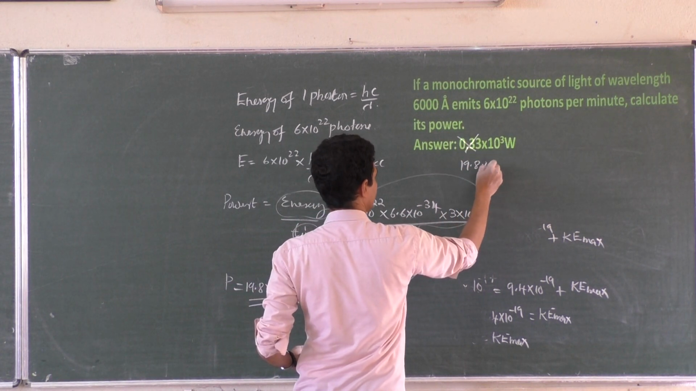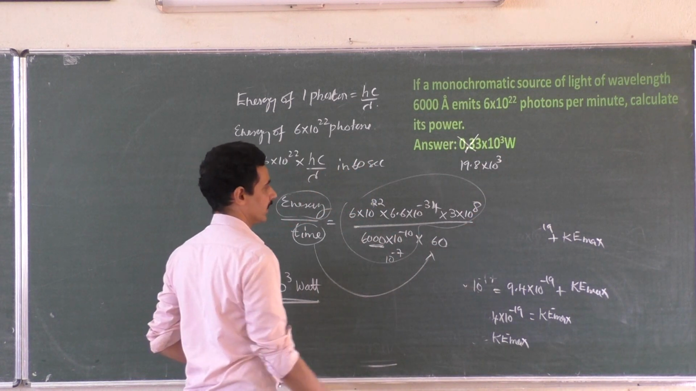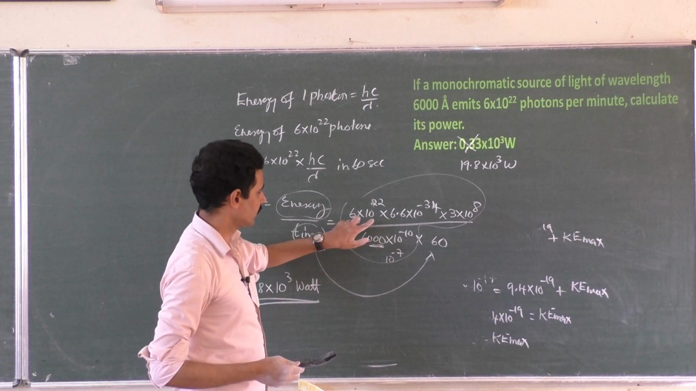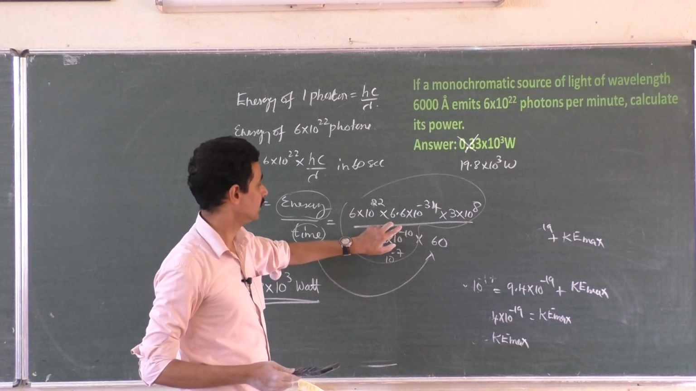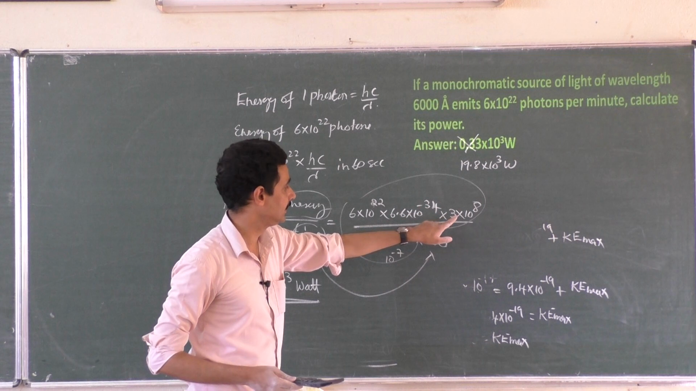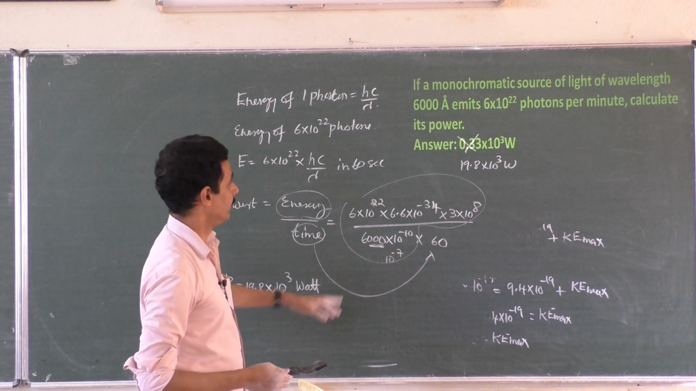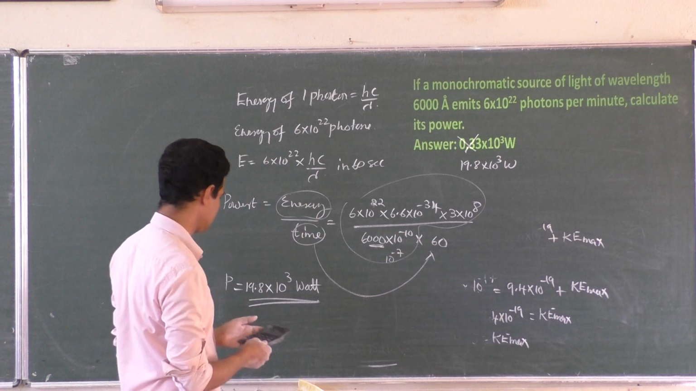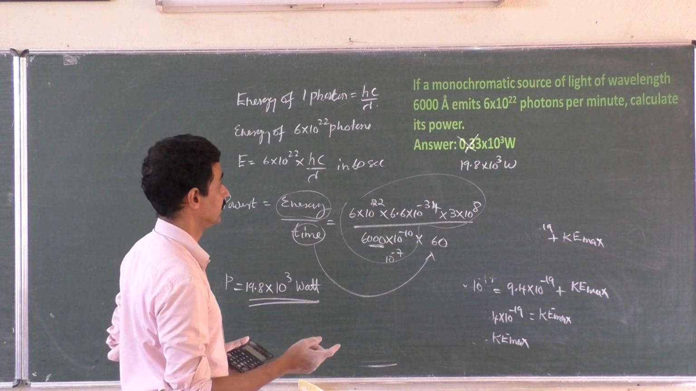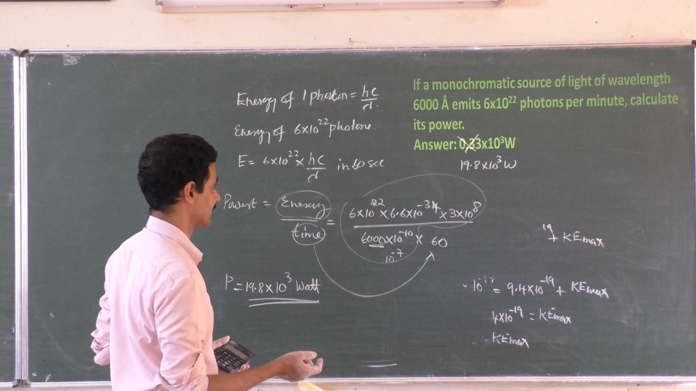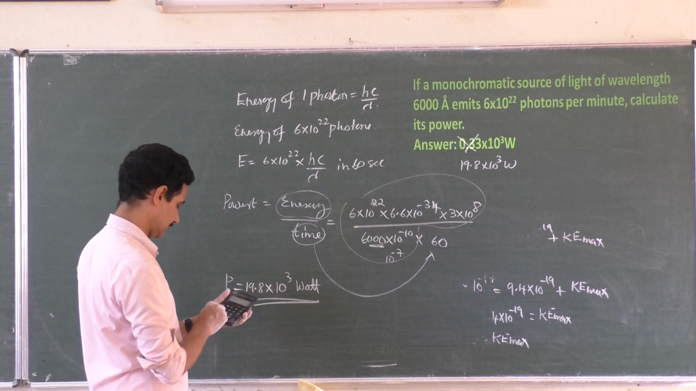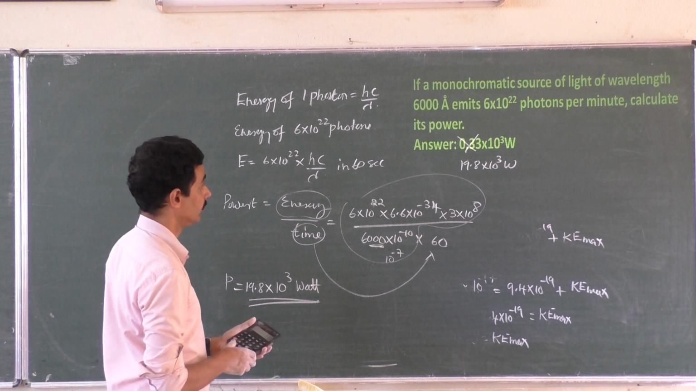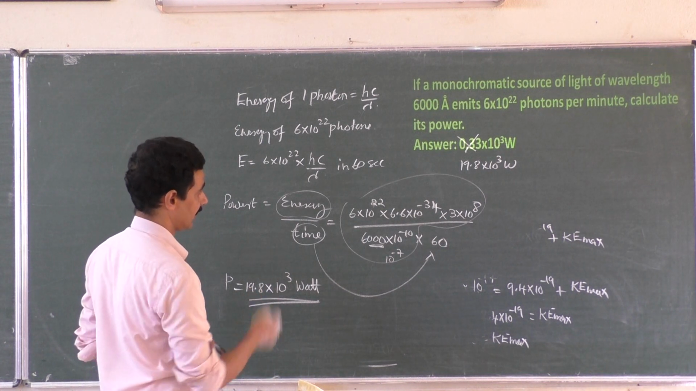Check it and tell me whether this answer is correct or not, okay? May be wrong, because we have not gone anywhere wrong. Number of photons, energy of each photon, hc by lambda, correct? Photons per minute, so divide by 60 seconds. If you multiply it by 60, you don't get that, but that answer is wrong, right?